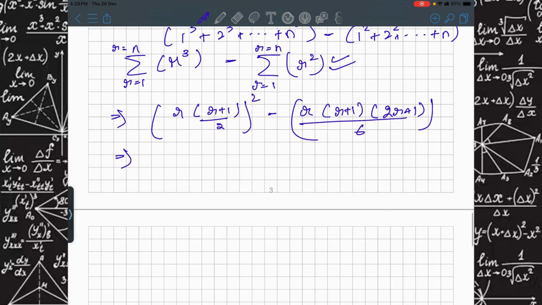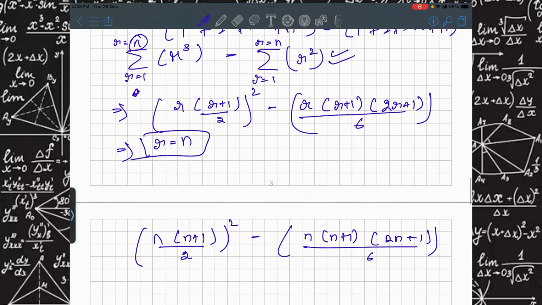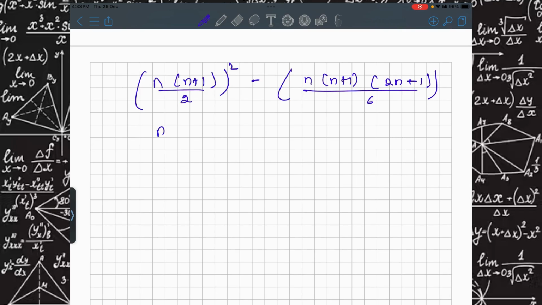Okay, now let's substitute with n, because we are going to put n here. Because r equals to n is the upper part of the summation. So we will be getting n times of n plus 1 to the whole square divided by 2 minus n times of n plus 1 into 2n plus 1 divided by 6, right? Again, simplify this. n square into n plus 1 to the whole square divided by 4 minus n into n plus 1 into 2n plus 1 divided by 6, right?